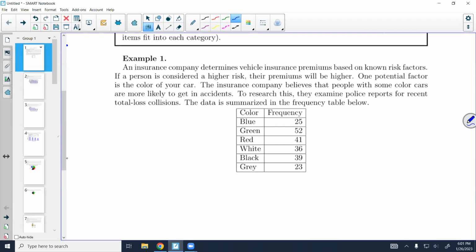First, this is actually interesting. Insurance company determines vehicle insurance premiums based on known risk factors. If a person is considered a higher risk, their premiums will be higher. One potential factor is the color of your car. The insurance company believes that people with some color cars are more likely to get in accidents. To research this, they examine police reports for recent total loss collisions. Data is summarized in a frequency table below.